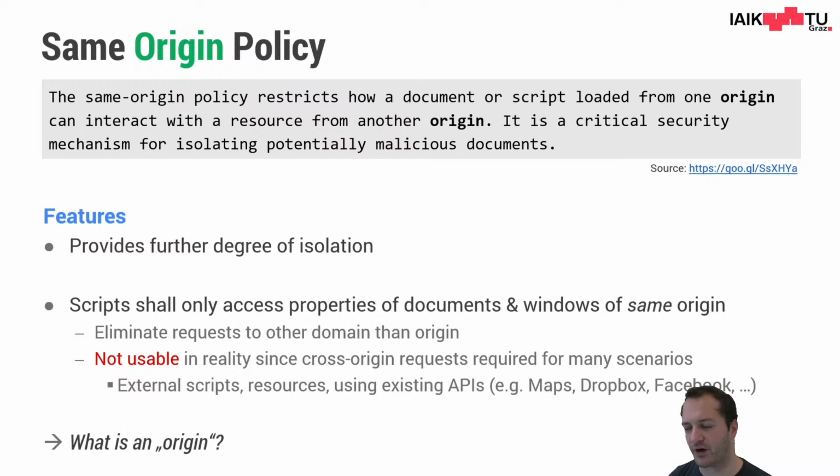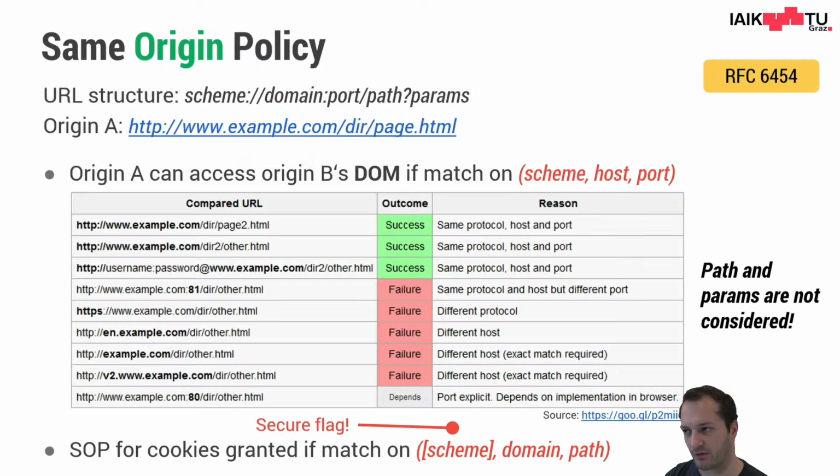And before actually speaking about how the mechanism works and when it is good to bypass it, let's look at what an origin is, because since this is a mechanism that's implemented, we also have to know how to decide what is an origin and what is good and what is bad, what to block and what to allow. So the same origin policy works by checking all the URLs that should be loaded based on the structure: scheme, domain, port, path, and params. So this is what a regular URL is made up of.